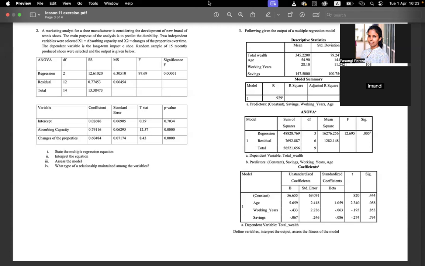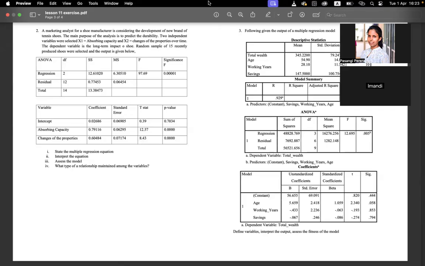Durability is equal to the coefficient beta naught, plus 0.79116 into absorbing capacity, plus 0.60484 into changes of the properties. Is it clear? Miss, I wrote it like this. Right, then that is correct.